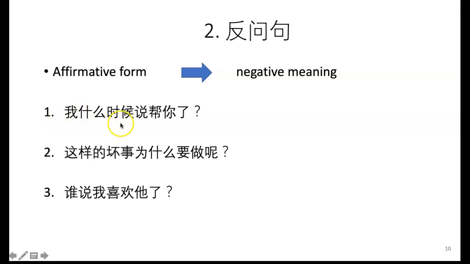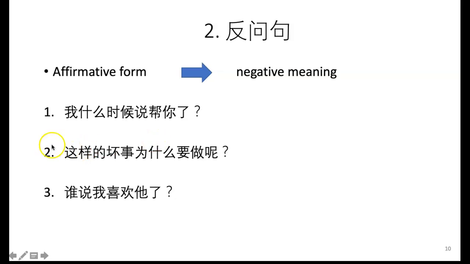第一个，我什么时候说帮你了？So when did I say that I will help you? So on the surface, it sounds like a question. When did I say I will help you? But the real meaning is the opposite. It means I never said I will help you.